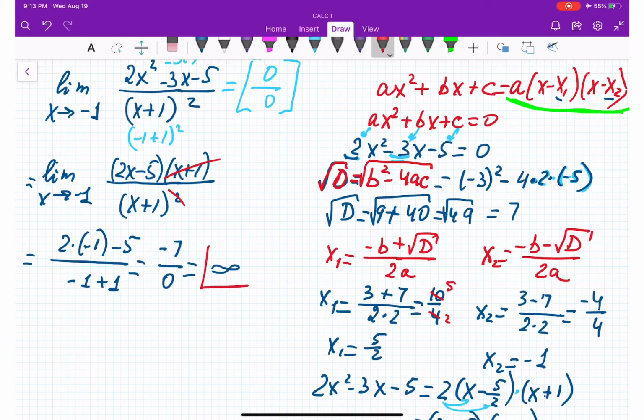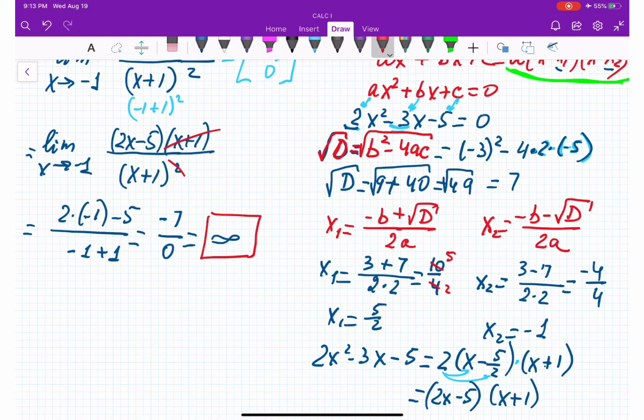So we know that a number over 0 is infinity. So a divided by 0 is equal to infinity, and a divided by infinity, we get 0. Those are two things we need to know. Okay, next one. Let me solve one more.